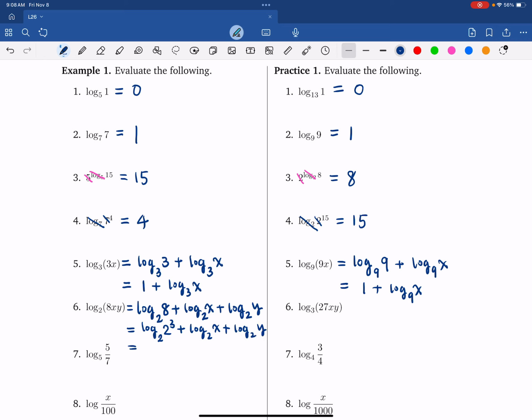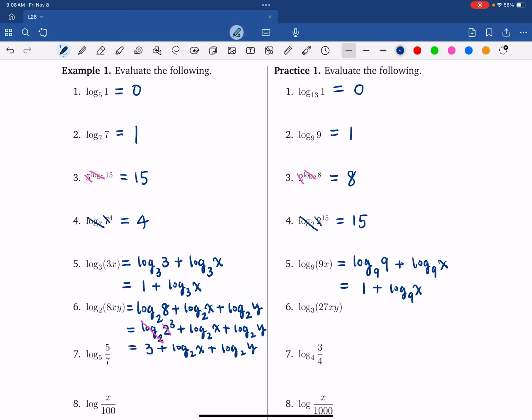Okay, and then for the first part, we know log base 2 and exponents of 2 are inverse operations, so they cancel out. The final result is just 3 plus log base 2 of x plus log base 2 of y. All right, I'd like you to complete the practice side. Restart the video when you finish.